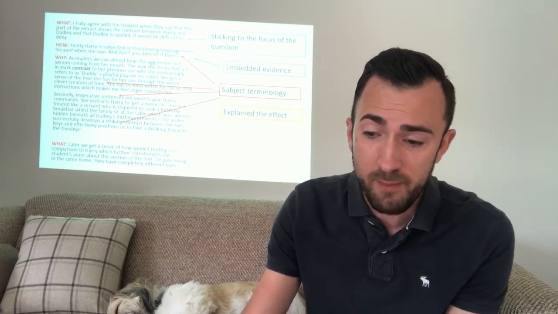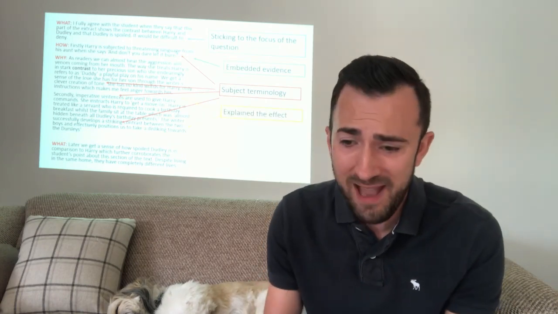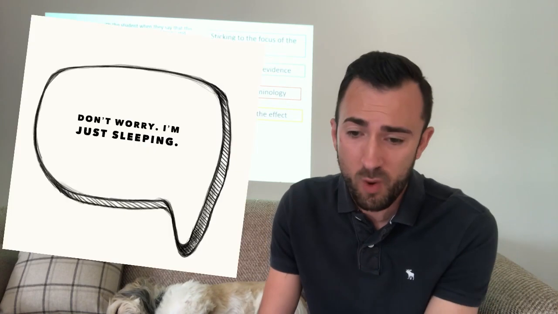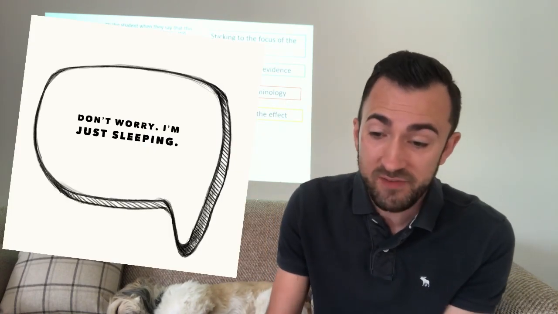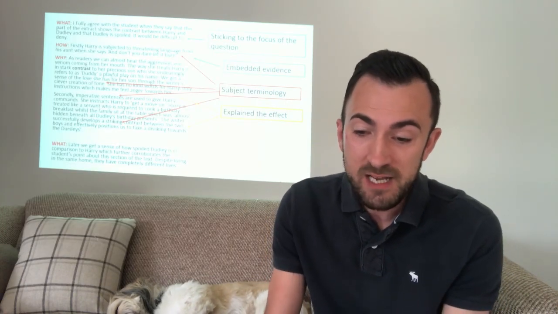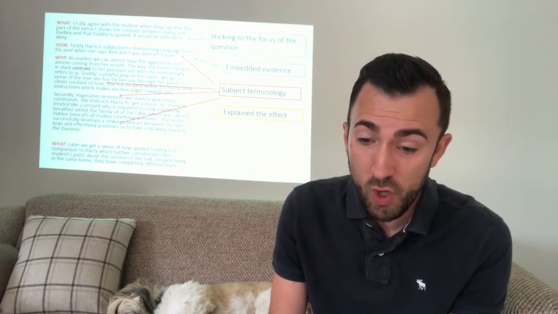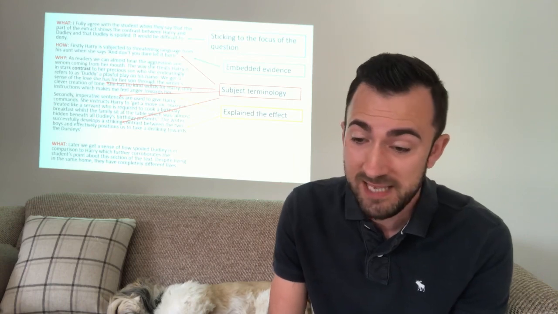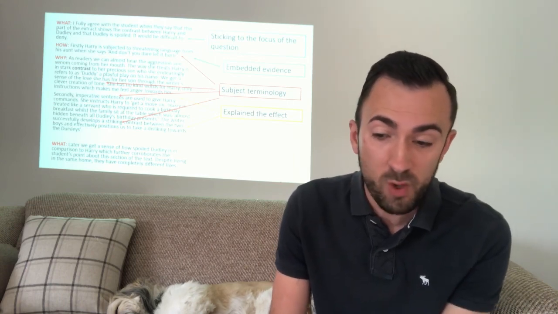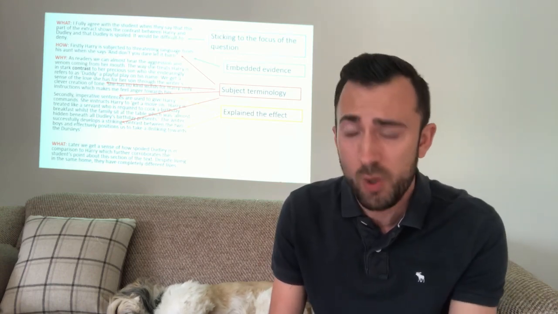I've got some subject terminology in there, and I've explained the effect, and then I go on to squeeze more juice from the quotation. Secondly, the imperative sentences are used to give Harry commands. She instructs Harry to "get a move on." Harry is treated like a servant. He's required to cook a birthday breakfast whilst the family sit at the table, which was "almost hidden beneath all of Dudley's birthday presents." Another embedded quote in there.